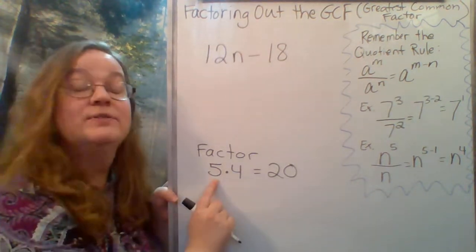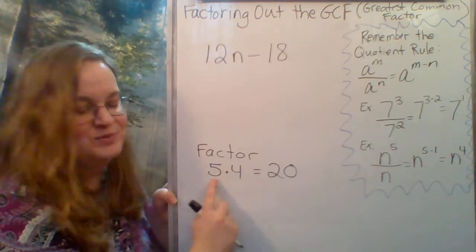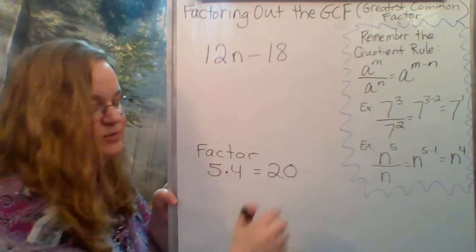Today we're going to be looking at factoring out the GCF, the greatest common factor. So let's start with what is a factor. If I have the problem 5 times 4 equals 20, 5 is a factor of 20 and 4 is a factor of 20 because they both go evenly into the number 20.